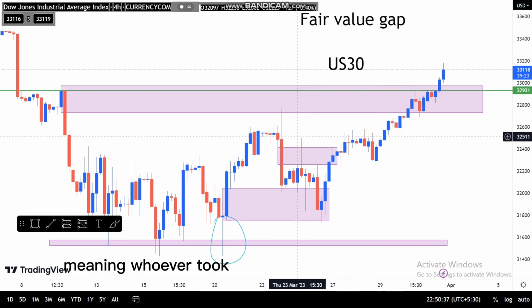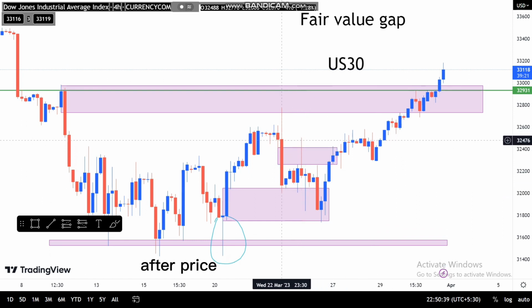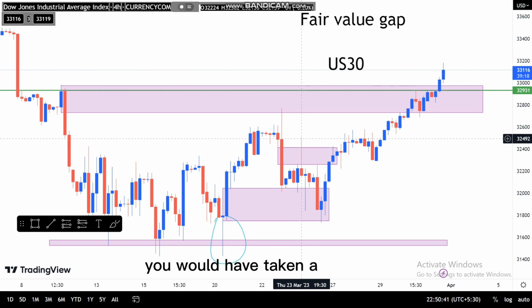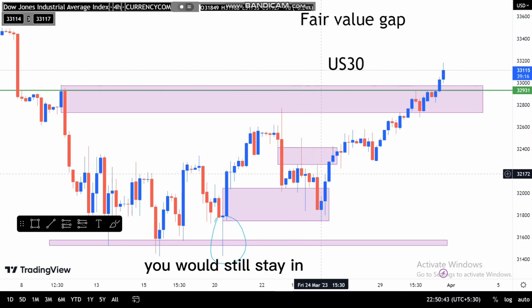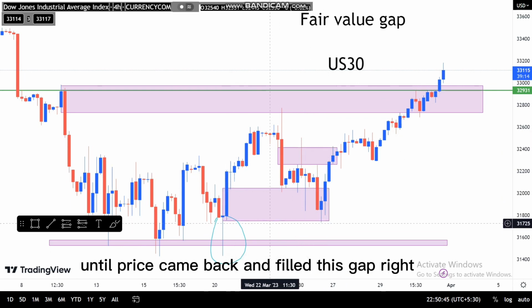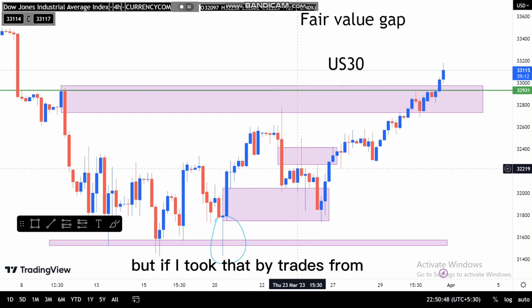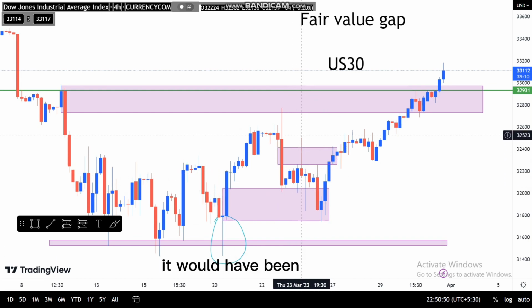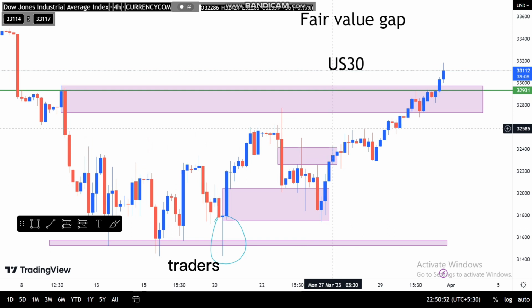So meaning whoever took their sell trade here after price filled the fair value gap, you would have taken a nice sell. As you can see, you would still stay in the market until price came back and filled this gap right here. But whoever took their buy trades from here, they would have been in profits, traders. My advice, trade only one currency pair and you'll be able to grab all this in the market.